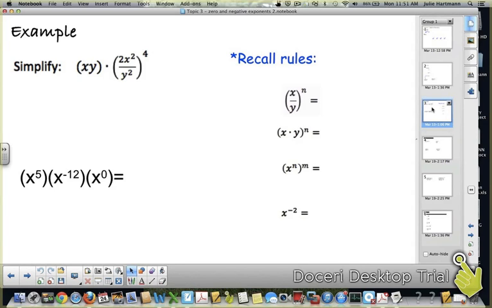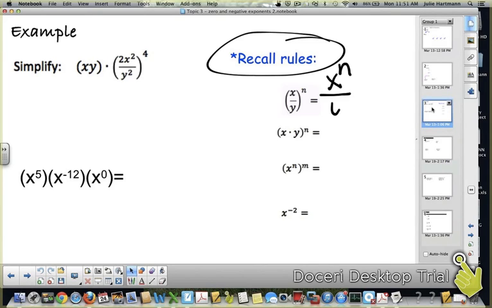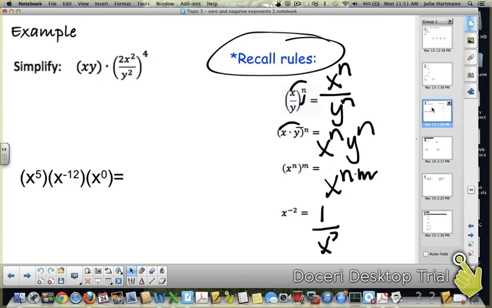Okay, so on the next slide, we are going to recall some of our rules. X over y to the n power, that was x to the n over y to the n, right? That power goes to each one. Same thing with the next one, that's power of a product, so x to the n, y to the n. When it's x to the n to the m, that's power to a power, that's when we multiply, n times m. And then x to the negative 2 would be 1 over x squared. Now, the directions will say write with positive exponents only. Okay, write with positive exponents only, so you want to keep that in mind.